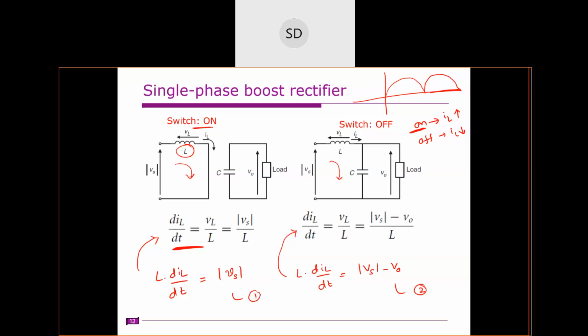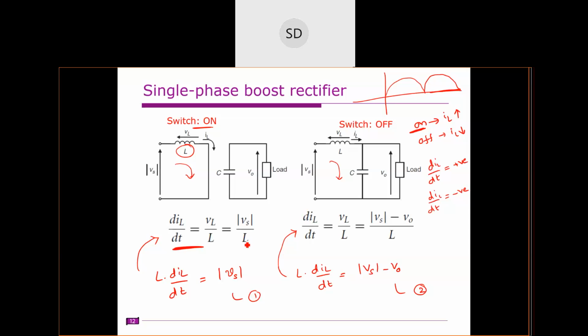So this is the switch on, right? If the inductor current increases, that means di/dt is positive. When the switch is off, the inductor current decreases, so di/dt in this case must be negative. If you have positive and negative di/dt in the inductor current, only then are we actually controlling the current, right? So this is the turn-on condition.